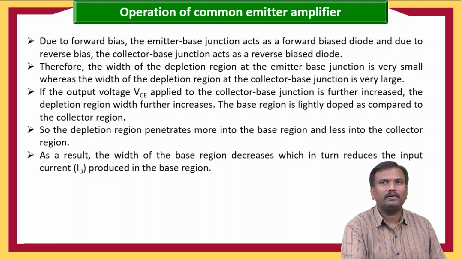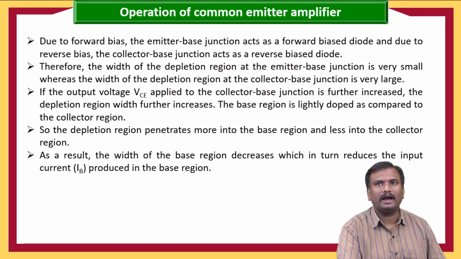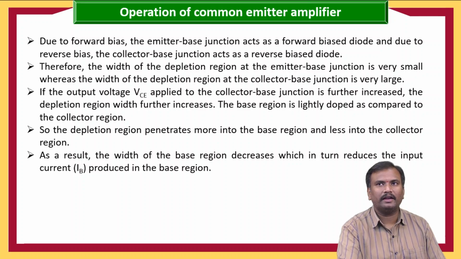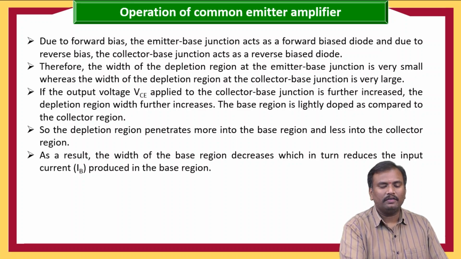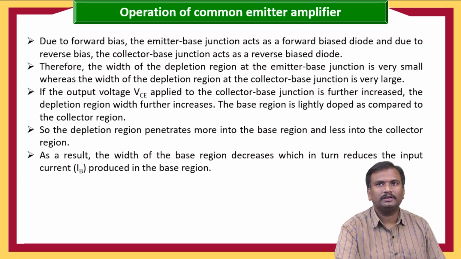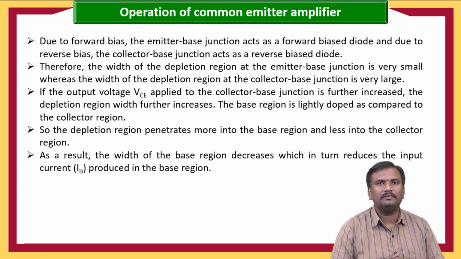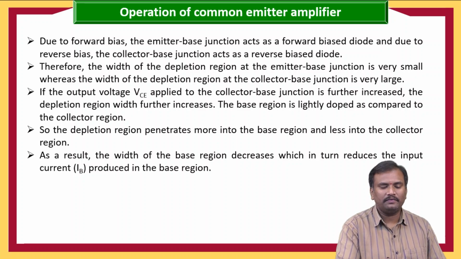Here, due to the forward bias, the emitter base junction acts as a forward bias diode, and due to the reverse bias, the collector base junction acts as a reverse bias diode. Therefore, the width of depletion region at the emitter base junction is very small, whereas width of depletion region at collector base junction is very large. If the output voltage applied to the collector base junction is further increased, the depletion region will further increase.